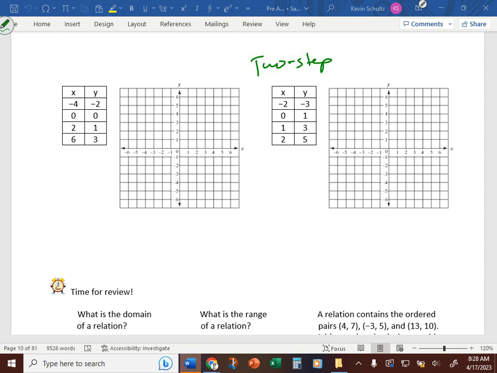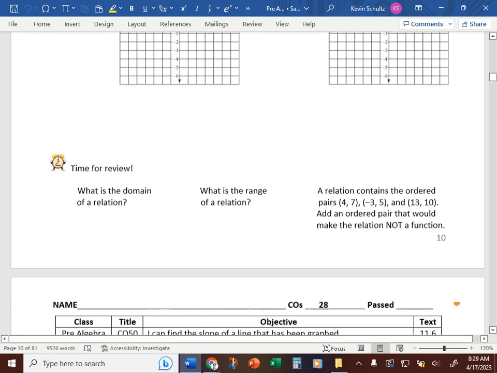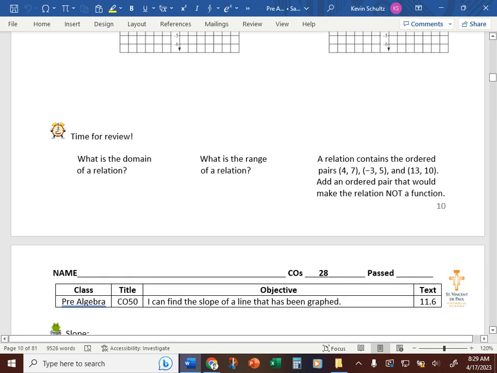And then the time for review at the bottom of the page. What is the domain of a relation? What is the range of a relation? And then a relation contains the ordered pairs 4, 7, -3, 5, and 13, 10. Add an ordered pair that would make the relation not a function. So kind of reviewing what we've already done this unit. Questions, comments, concerns, complaints, compliments, congratulations, or criticisms on that?